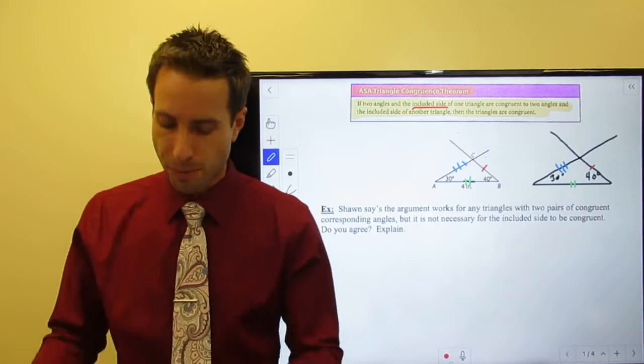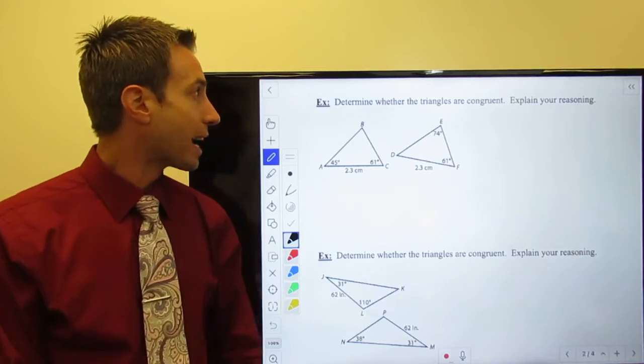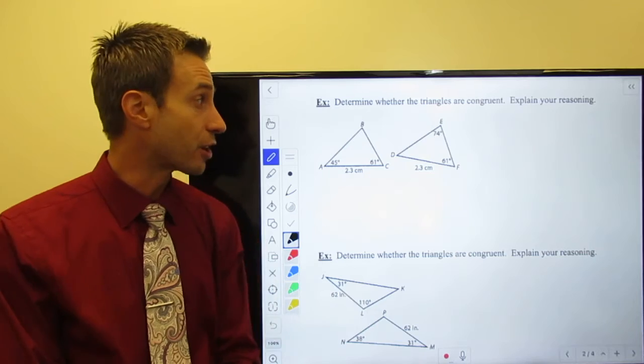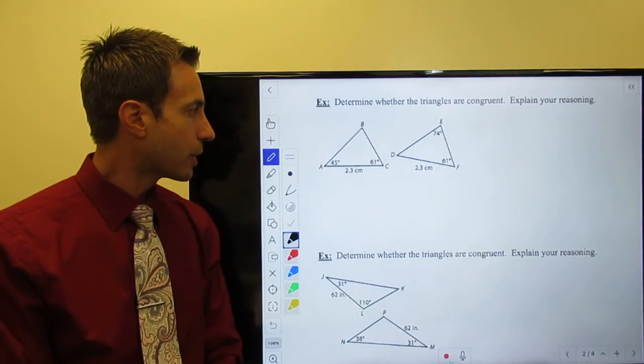All right, so let's just jump right into this. I've got a few examples for us here. Here we go. Here's what I want you to do. I want you to determine whether the triangles are congruent. Let's figure out if they're congruent, and I'll need to be able to explain my reasoning. All right, here we go.